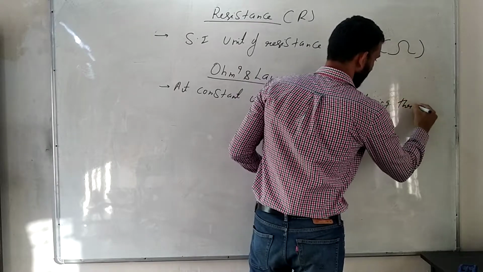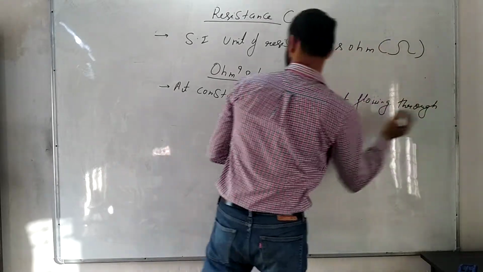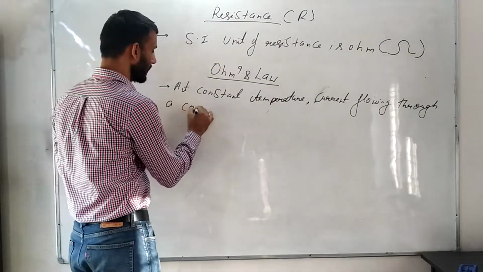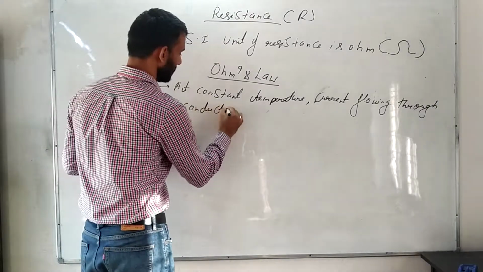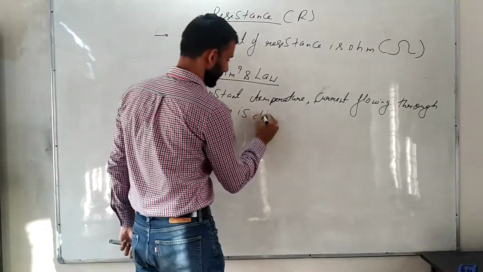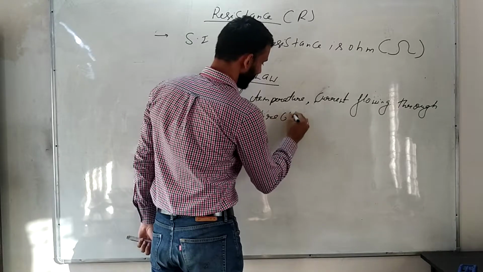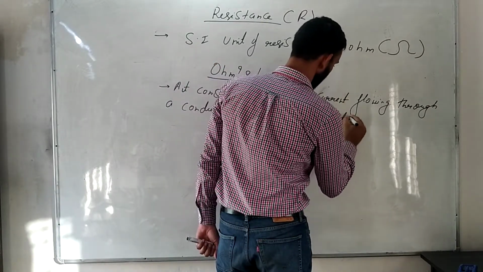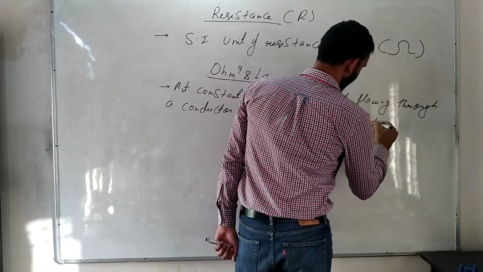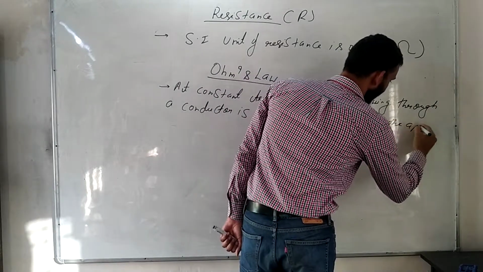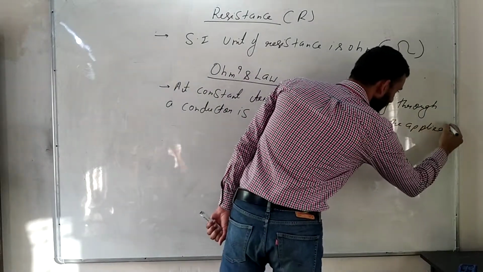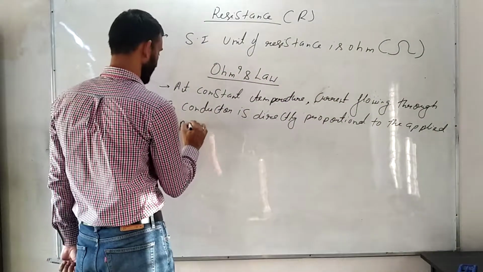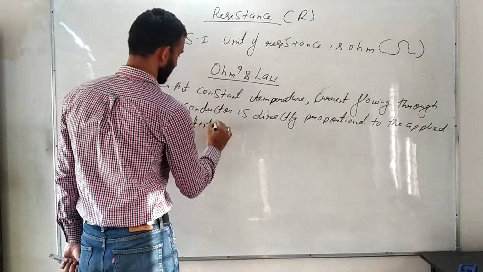current flowing through a conductor is directly proportional to the applied potential difference.